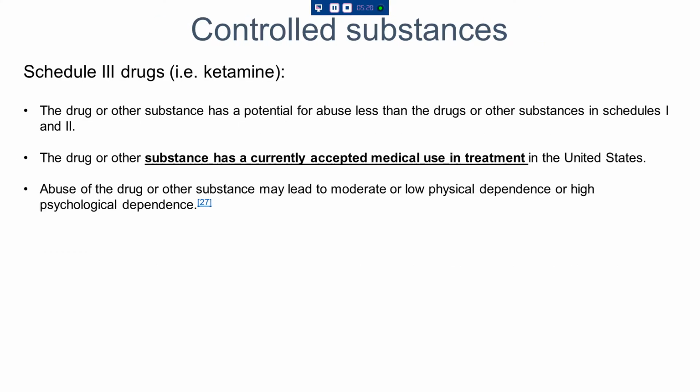And there's Schedule 3 drugs. An example of this in the US is ketamine. This is where they have a high potential of abuse, but it's less than the drugs classified as Schedule 1 or 2. These drugs also have an accepted medical use, and the use of these drugs may lead to moderate or low physical dependence or high psychological dependence. So things like ketamine, although they are used illicitly, can also be used medically as well.